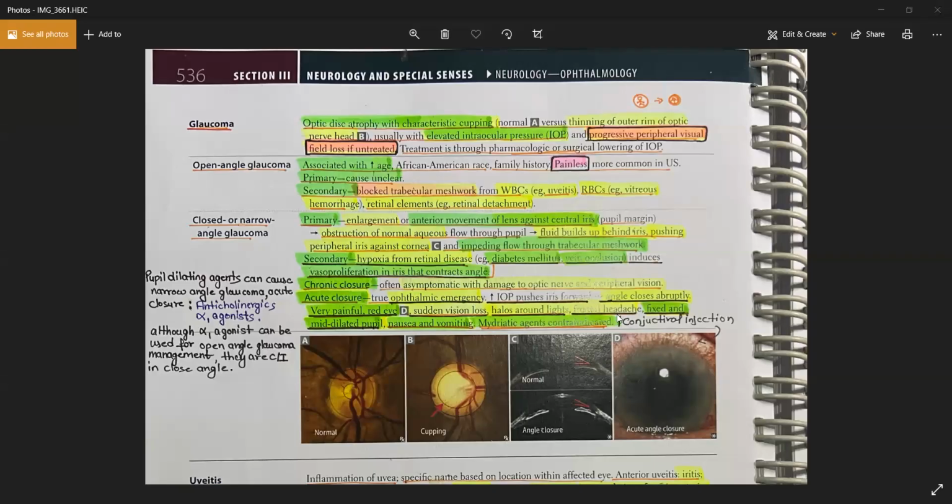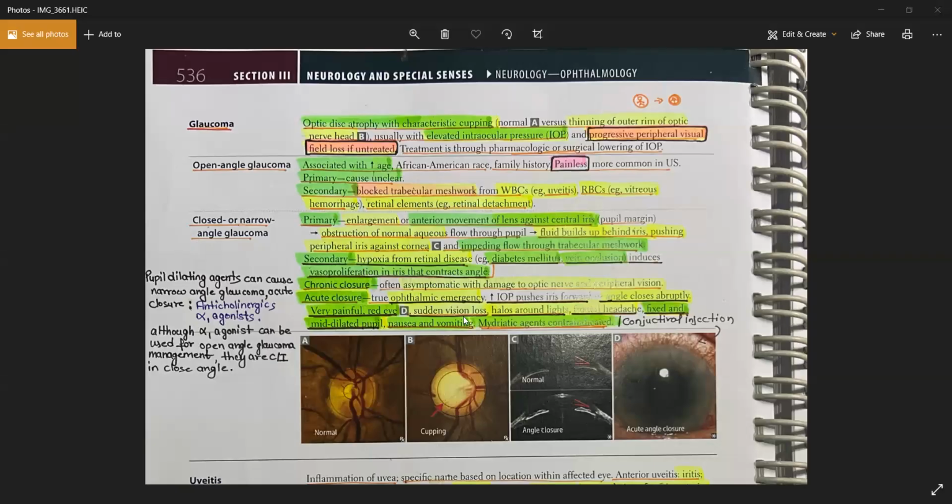There will be a frontal headache, and you will have a fixed and mid-dilated pupil. This pupil does not react to the light. It is fixed and mid-dilated, not extreme dilation. A middle dilation will be there. Because of this headache, you will also have nausea and vomiting, and it can happen because of the mydriatic agents, and that's why the mydriatic agents are contraindicated in case of closed or narrow angle glaucoma. So that's about closed or narrow angle glaucoma.